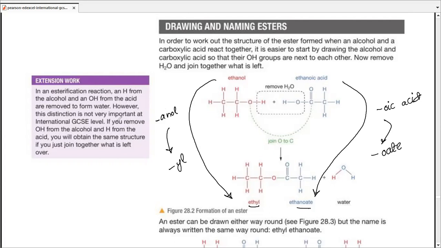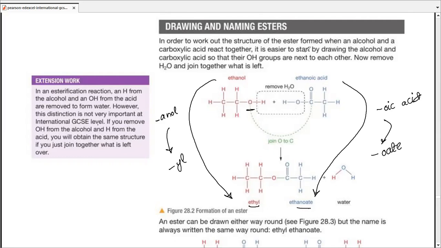However, this distinction is not very important at IGCSE level. If you remove OH from the alcohol and H from the acid, you would still obtain the same structure by joining the rest of the structure, and you will still obtain the same water molecule. However, it's easy if you go by a proper method, taking H out every time of the alcohol and OH out every time of the acid. It would give you a symmetry of the structures.